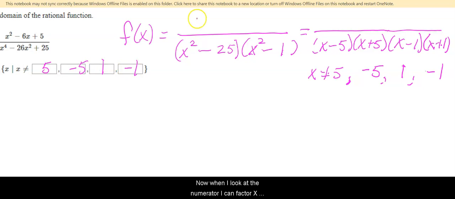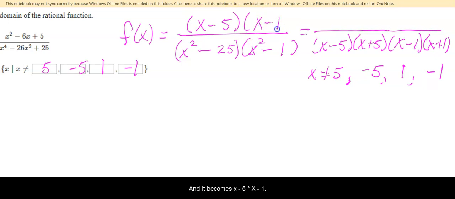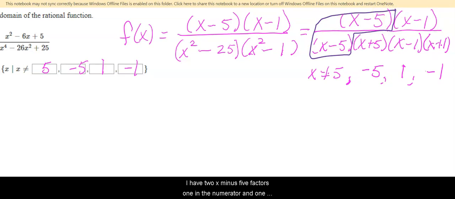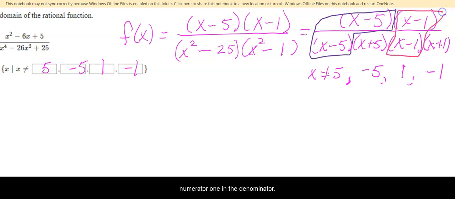Now, when I look at the numerator, I can factor x squared minus 6x plus 5, and it becomes x minus 5 times x minus 1. If I take these and I write them over the fully factored denominator, do you see that you have two pairs of factors that are alike? I have two x minus 5 factors, one in the numerator and one in the denominator. And I also have two x minus 1 factors, one in the numerator, one in the denominator. Dividing these out will give me 1 in each case.